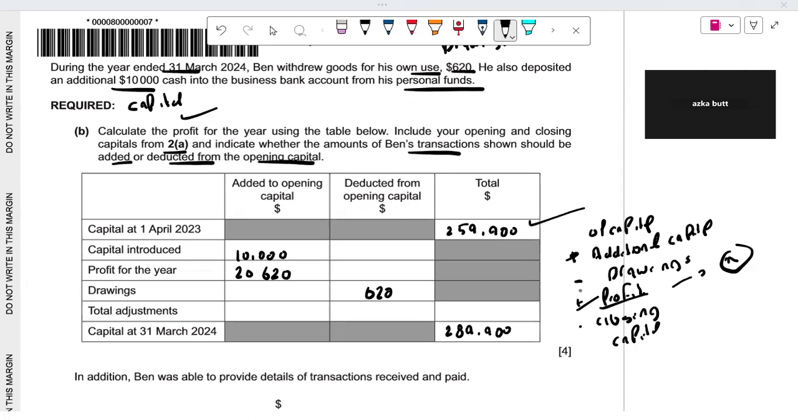Previously, we were subtracting the drawings, but now we will be adding back the drawings. So 289, this is the closing capital, add drawings into it. Drawings is 620.